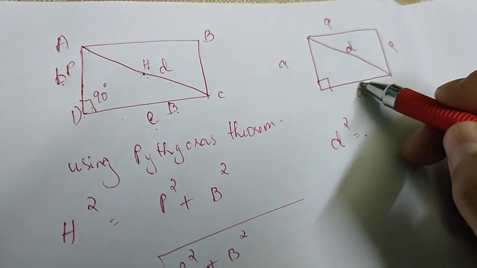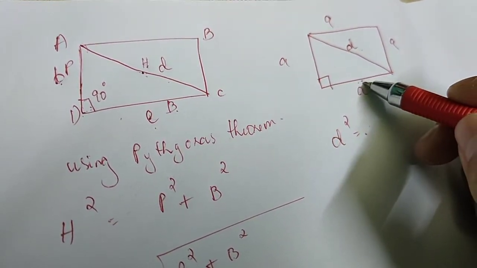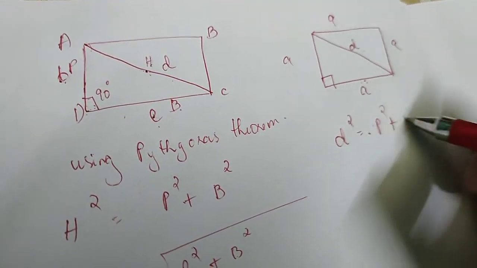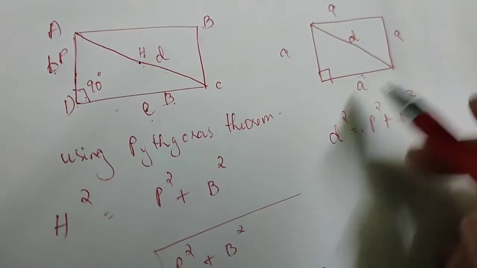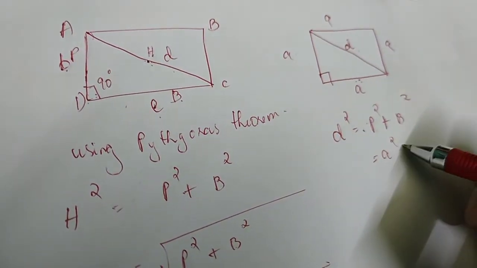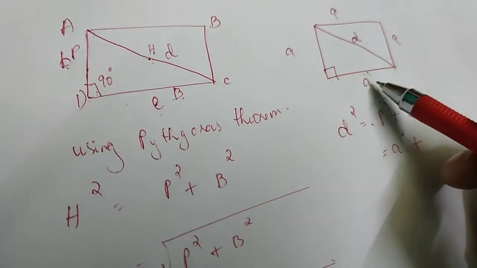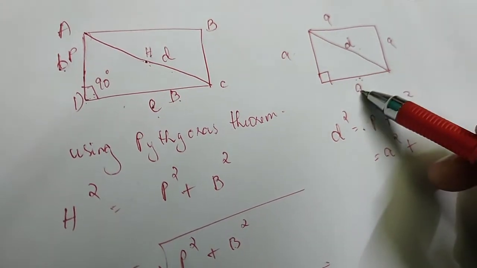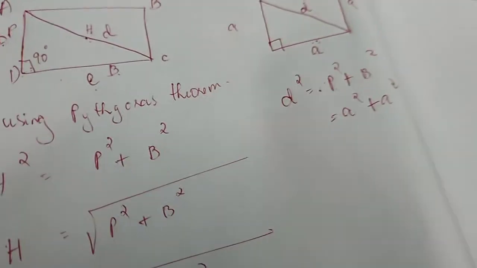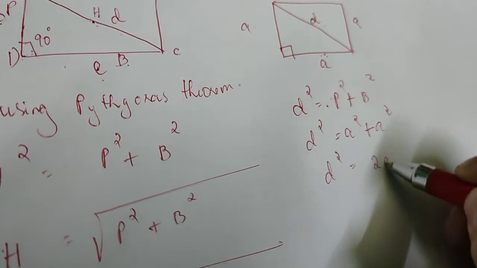No? Diagonal square, hypotenuse, is equal to perpendicular square plus base square. Diagonal is your hypotenuse. Perpendicular you are considering this, so a square plus b square. Base is your a. This also a square. Okay. So your d square will be 2a square.